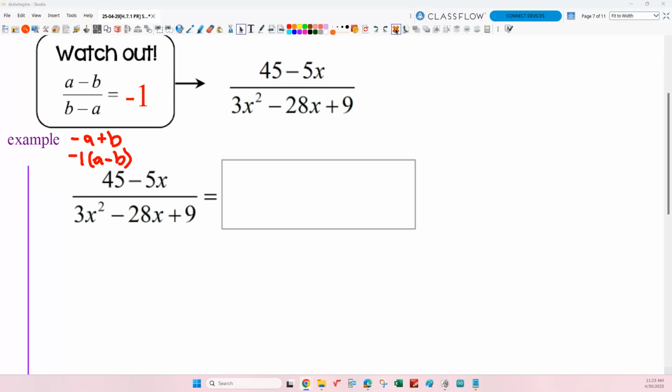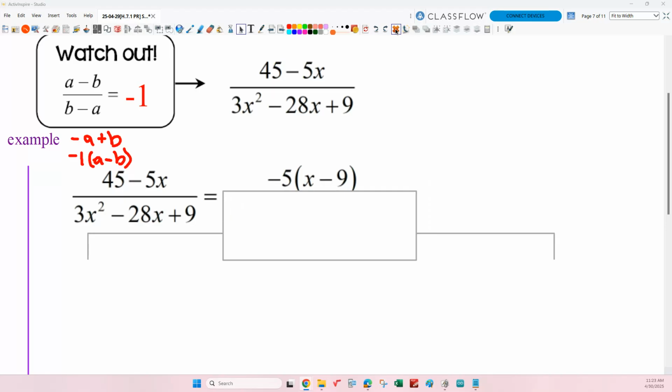So if we factor the top, what could we pull out? A 5. In this case, we're gonna pull out a -5 because it'll work out nice with x minus 9 being a factor of the bottom as well. But 5 works, and then if you notice that you have to pull out a -1, you can do that later. How would we factor this bottom part? Magic numbers do work. Multiplies to 27, adds to -28.